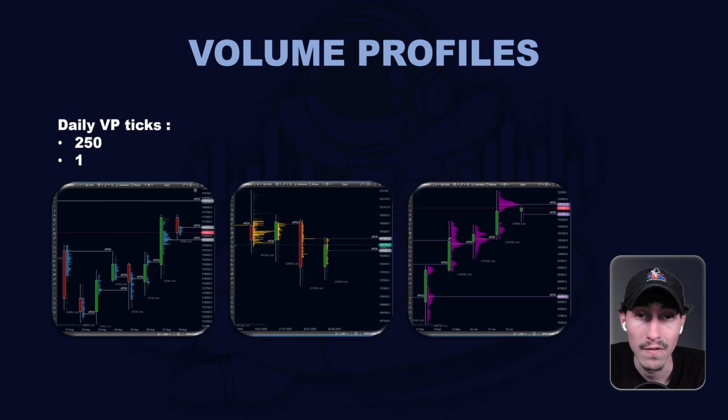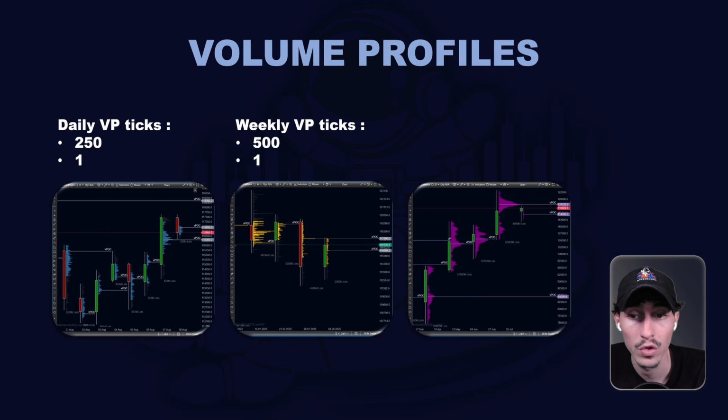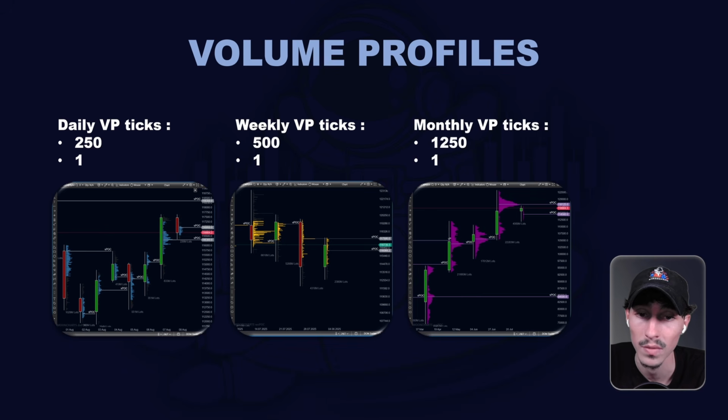So for the daily volume profile ticks, I like to use the 250 ticks and also check on the ticks one. For the weekly volume profile, I like to use the 500 ticks and also check at the ticks one. And for the monthly volume profile, I like to use the 1250 ticks and also check at the ticks one.